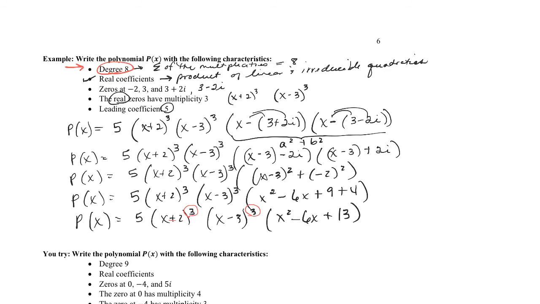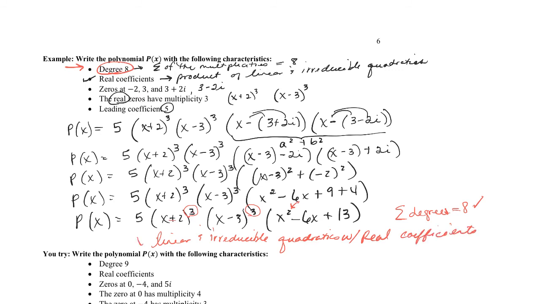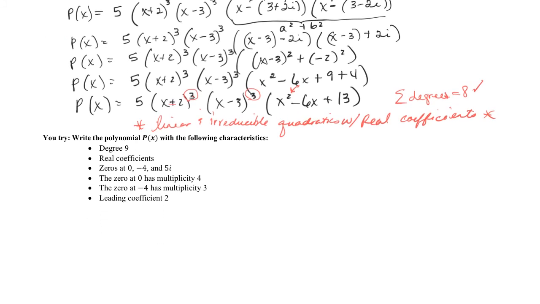So add those. 3 plus 3 is 6. And then this irreducible quadratic is degree 2. So when you sum up the degrees, they equal 8, which is what I needed. Okay, and so this is now written as a product of linear and irreducible quadratics with real coefficients. So I realize this can be a little cumbersome, but you really need to understand what it is you're finding.